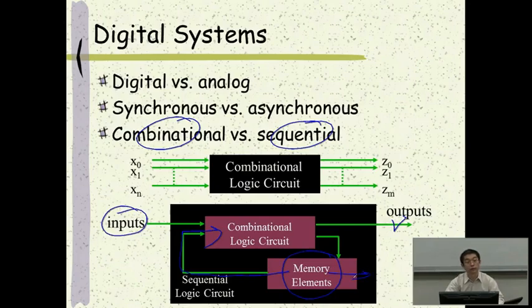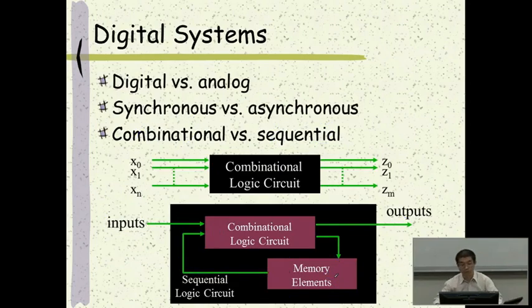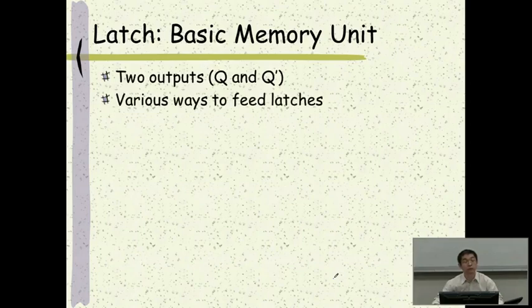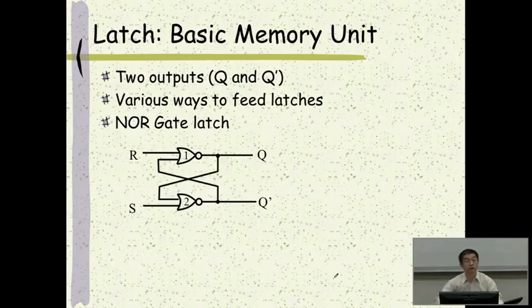So before we talk about how to specify and how to design sequential systems, the first thing we need to answer is, how do we store the memory unit? So the basic memory unit is called a latch, which has two outputs, a Q and a Q prime, which are always complement to each other. And depending on what kind of latches you are using, there are different ways to build the latches. And here is a small example of a NOR gate latch.